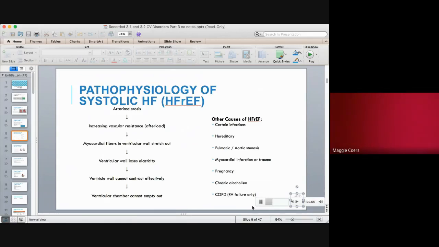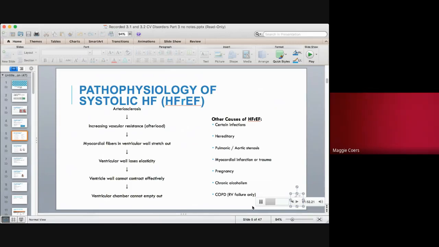So it kind of follows this pathway that's listed here on the slide. It starts with arterial sclerosis. Then we have an increased vascular resistance, or an increased afterload of the heart. Because of that, you can kind of deduce that that's like atherosclerosis. The myocardial fibers in the wall get stretched out. That ventricle loses its elasticity. It can't contract effectively, so the chamber can't empty.